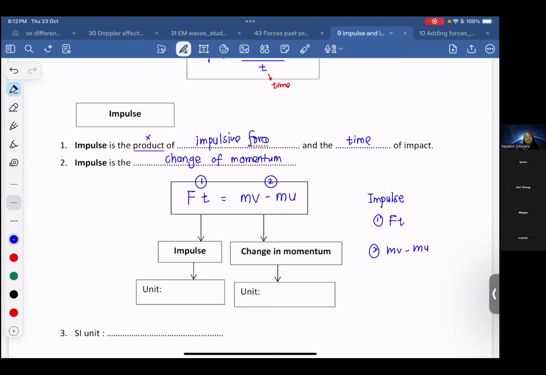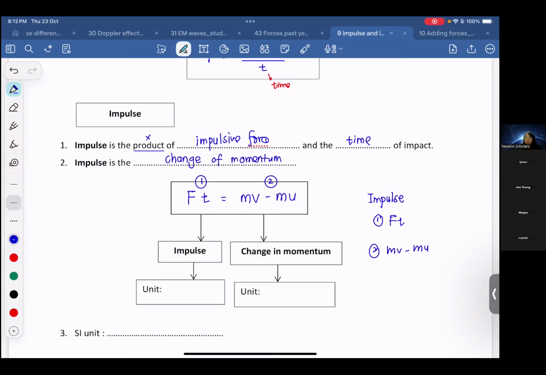What is the unit we can give to the impulse? How about others? Hui-Tong, Megan, Crystal? What is the unit we can give to impulse? For the unit, actually, we can just derive it from the formula. Any of you? It's not that hard.